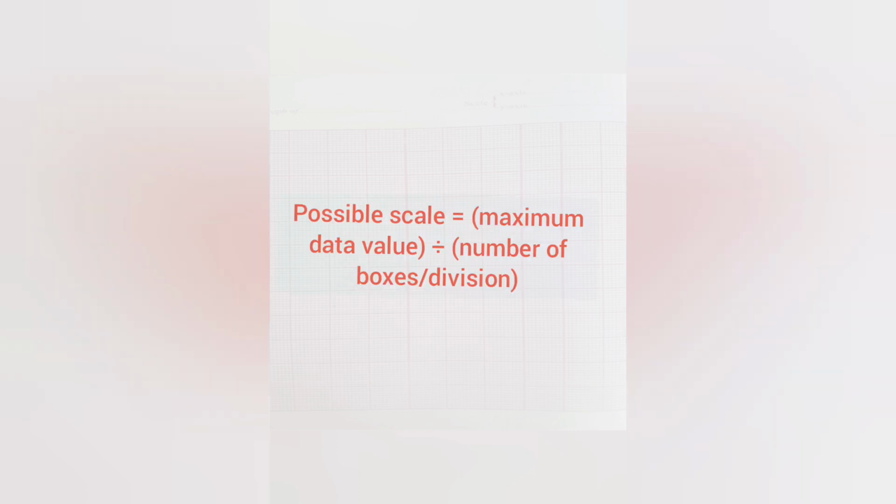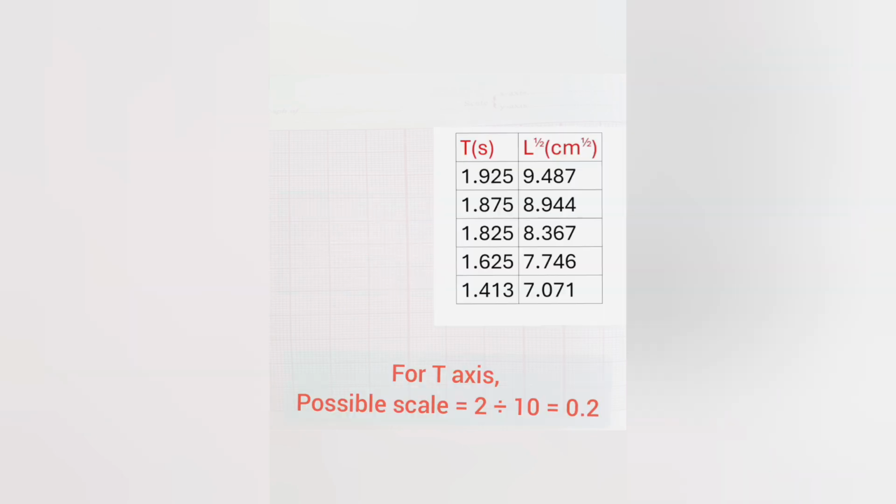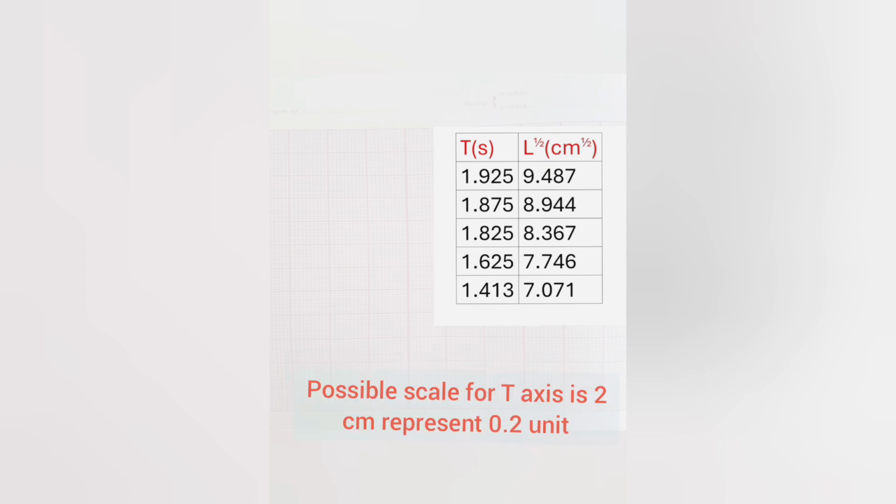To calculate a possible scale, divide the maximum data value by the available divisions. For example, for the vertical or t-axis, a possible scale can be obtained by dividing 2, which is the maximum data value of t, by 10. We use 10 for the division, instead of 12 on our graph paper, because 10 is easier to work with. Dividing 2 by 10 gives 0.2. This means a possible scale for the t-axis is 2 centimeters represent 0.2 unit.